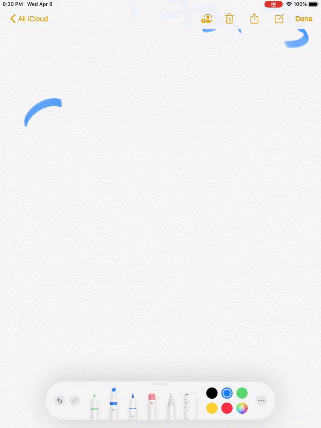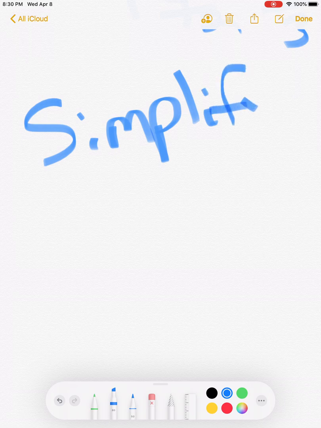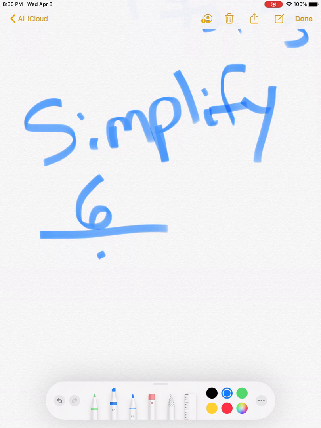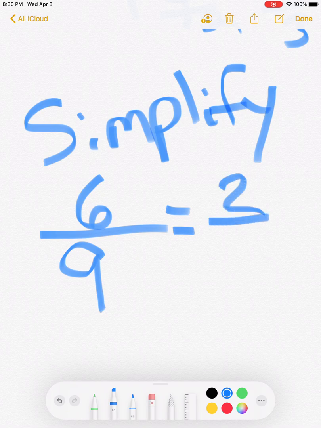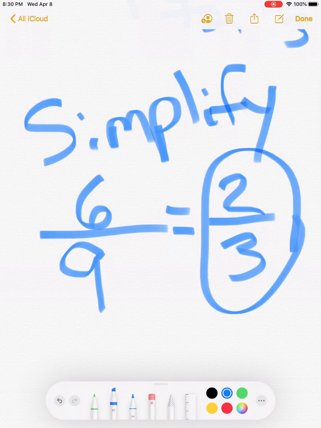The biggest issue that some of you are having is simplifying. Please simplify. When you finish the problem, look at it and say, do they have anything in common? Can they both be divided by something? This one would be simplified or it would be wrong. Both of these numbers can be divided by 3. 6 divided by 3 is 2. 9 divided by 3 is 3. This is the correct answer.